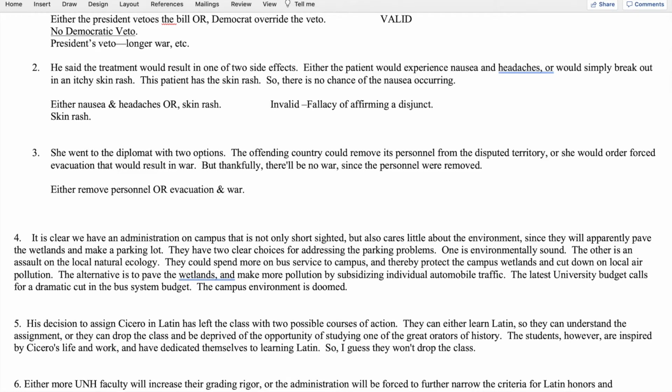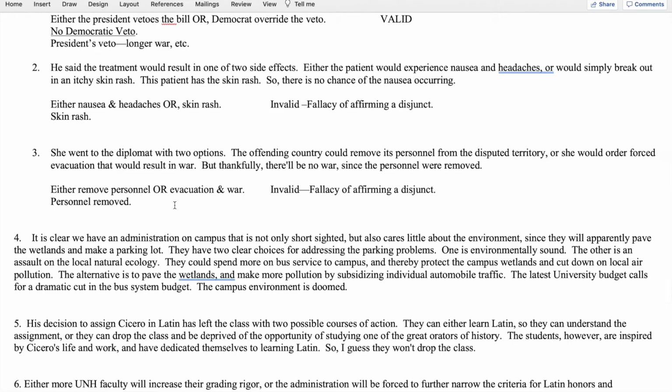And then the second premise says personnel removed, right? However, this is an invalid argument again, and it's invalid because the second premise commits the fallacy of affirming a disjunct. That first disjunct is affirmed by the second premise.